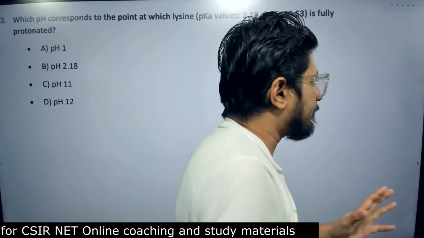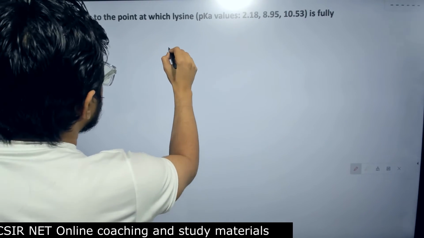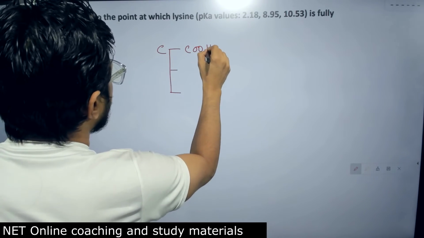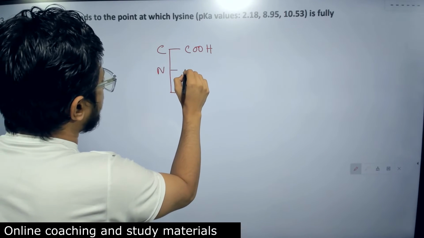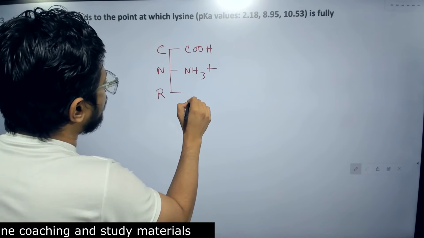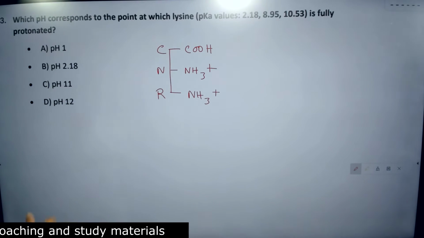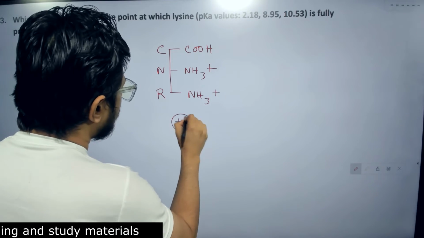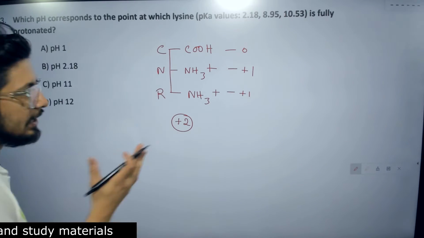Fully protonated. अब देखो lysine को fully protonate होने में क्या करना है? If this is a lysine, then the lysine has 3 separate pK values. We have a C. Full protonation means carbonyl group COOH form में रहेगा. The N group will be remaining as NH3 plus. And the R group will also be remaining as NH3 plus, right? This is the fully protonated form of lysine and the net charge should be +2 because this is 0, this is +1, this is +1. So net charge is +2.